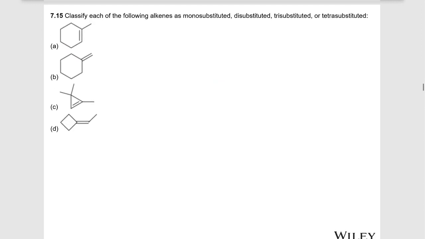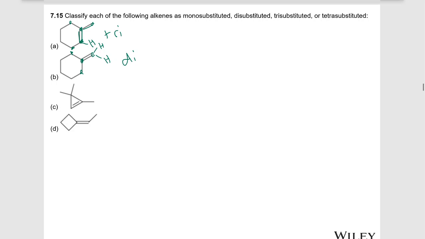Let's classify each of these alkenes as mono, di, tri, or tetra substituted. For A, here's our alkene. This alkene has 1 hydrogen and 1, 2, 3 carbons around it. We're not talking about the carbons on the double bond; we're talking about what's attached to that. So this is tri-substituted.